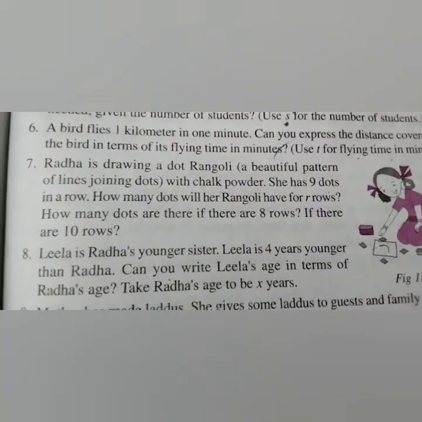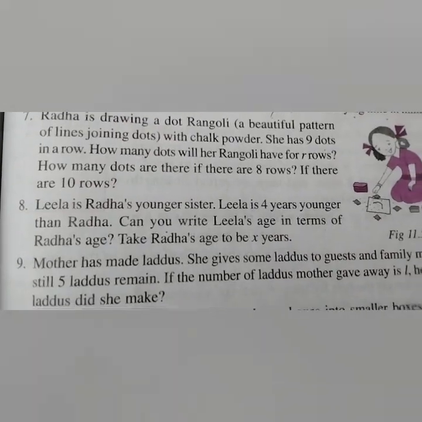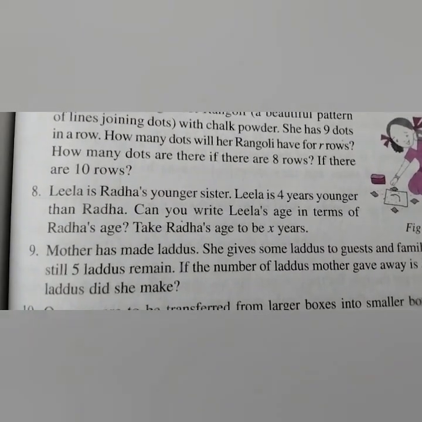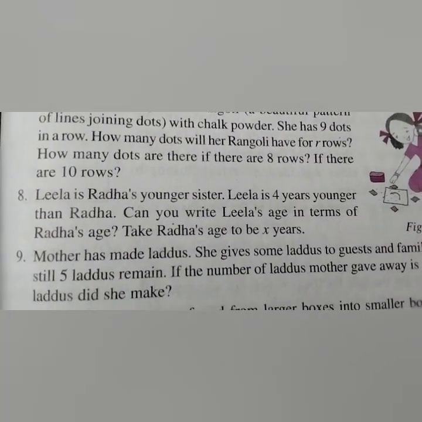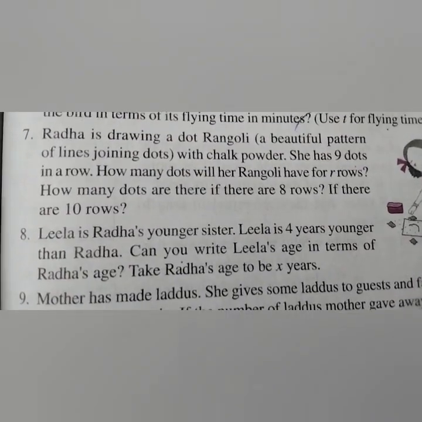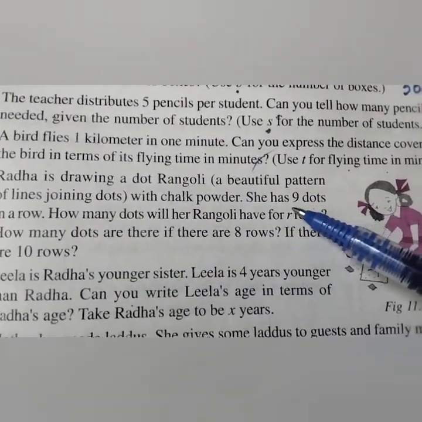She has 9 dots in a row. How many dots will her Rangoli have for R rows? How many dots are there if there are 8 rows? If there are 10 rows? Radha is drawing a Rangoli with 9 dots in a row.